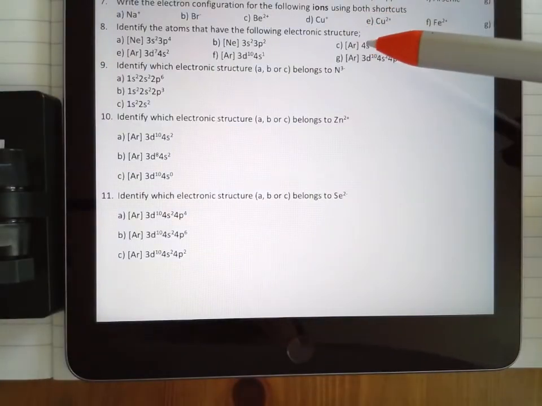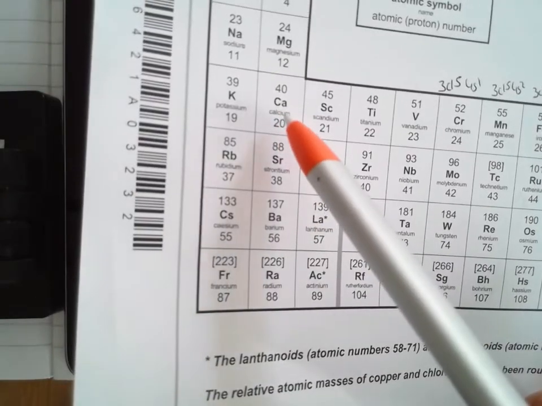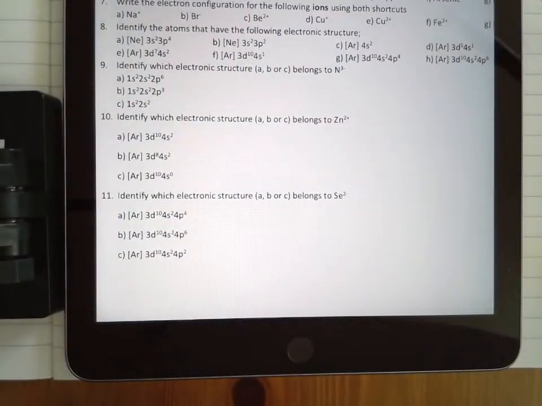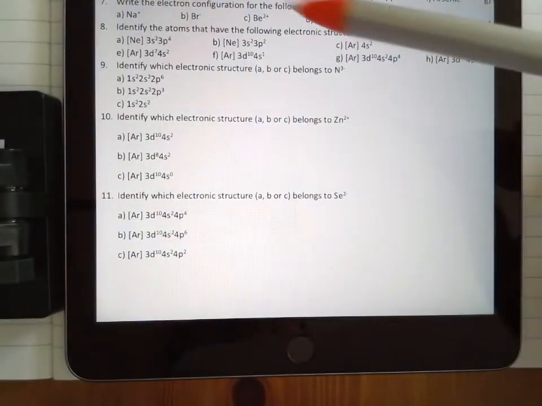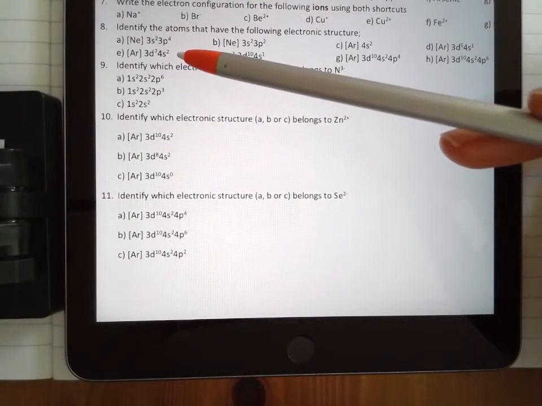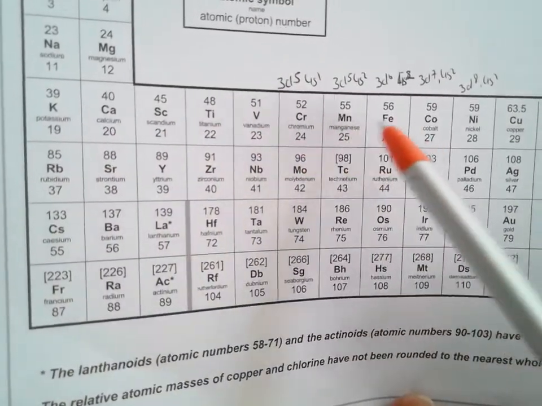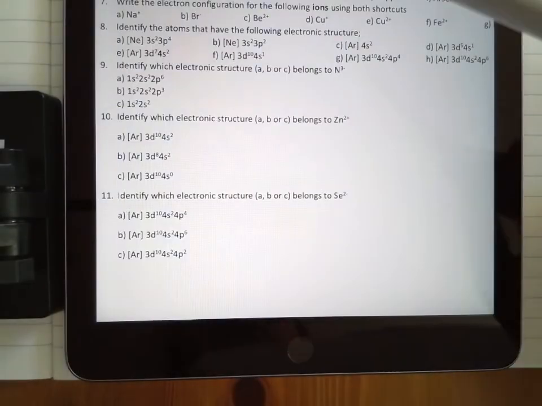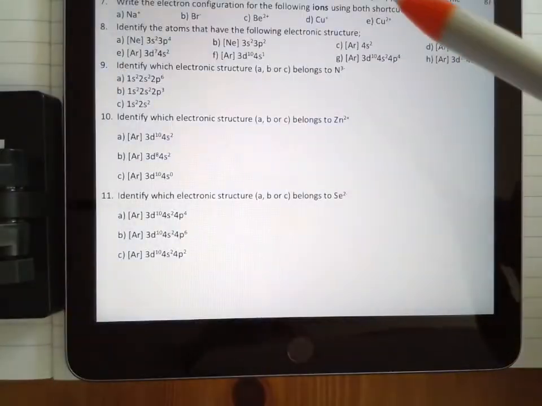For the next one, you've got argon and another 2 electrons. So if I go to argon and then I go another 2 electrons past argon, I get to calcium. Now I've got argon and I'm going 6 electrons past argon. So I go 1, 2, 3, 4, 5, 6, and I end up with chromium. Argon, this time I'm going 9 electrons past argon. So it's going 1, 2, 3, 4, 5, 6, 7, 8, 9, and I'm ending up at cobalt. Then it's argon and I'm going 11 electrons past argon. That's going to take me the whole way up to copper.